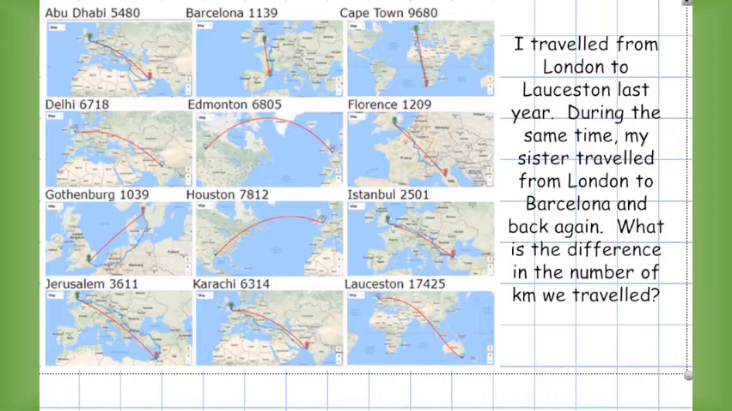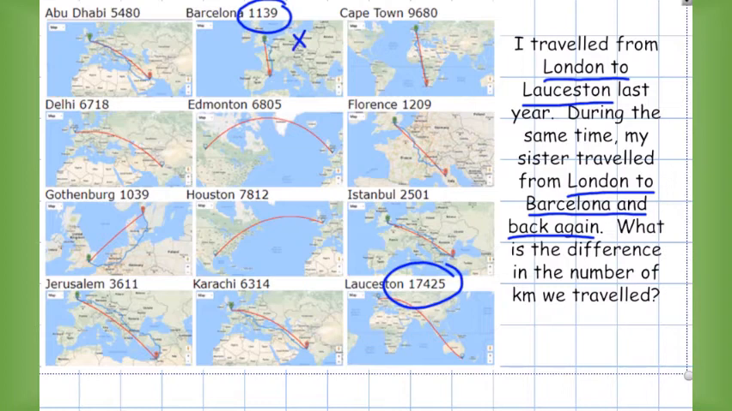So I travelled from London to Launceston, one journey. So I travelled that distance. During the same time, my sister travelled from London to Barcelona and back again. So she travelled that distance twice. So then we need to find the difference between the number of kilometres that my sister travelled and the number of kilometres that I travelled. What calculations am I going to make?